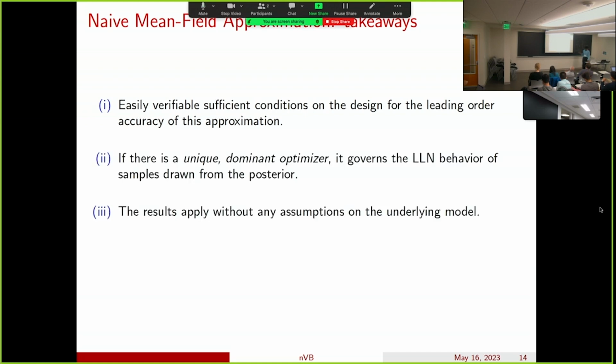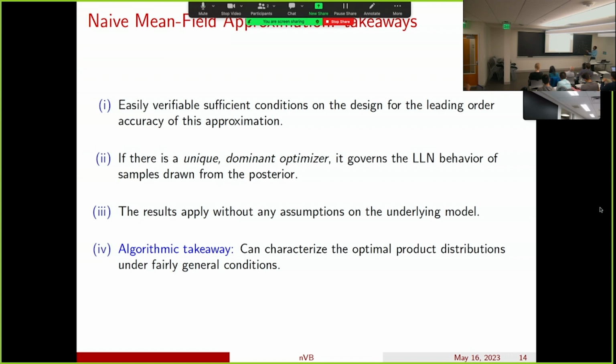Okay, so just to summarize what we have said so far. What we have looked at are conditions. These are, I emphasize again, just sufficient conditions for the correctness of this naive mean field approximation. And I've tried to convince you that under certain additional constraints, we can extract properties of the posterior out of this naive mean field approximation, in particular this law of large numbers type behavior. And as I mentioned before, in these results I don't assume that the data actually comes from the model that I fit. They are just results about the posterior distribution. We have some other algorithmic takeaways in terms of the classes of optimizing product distributions, but I can talk about it more.